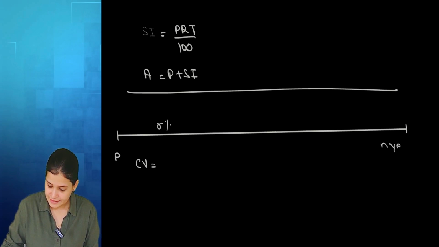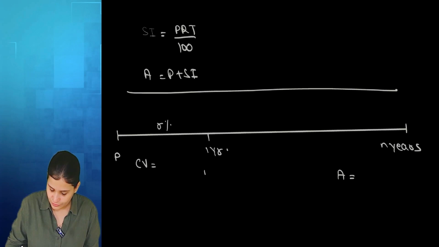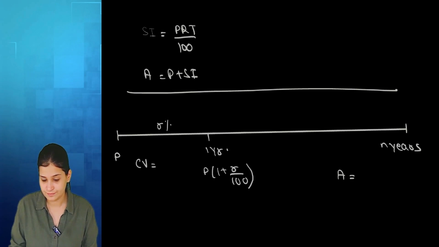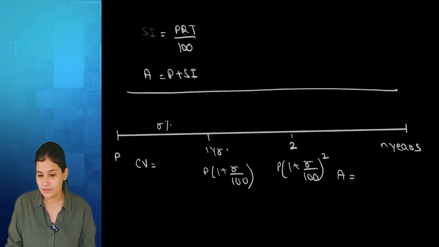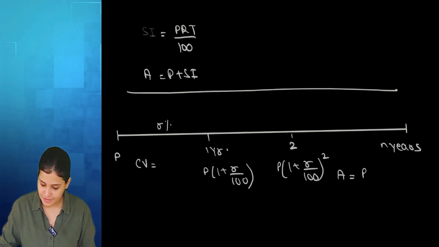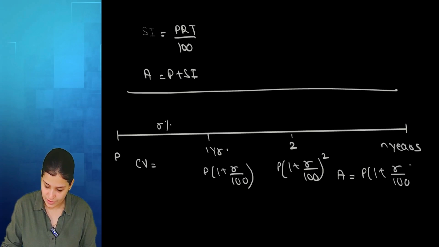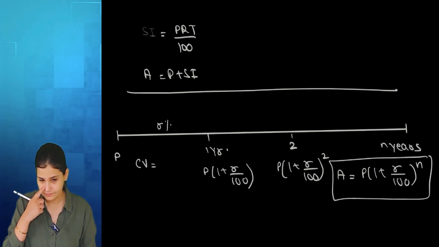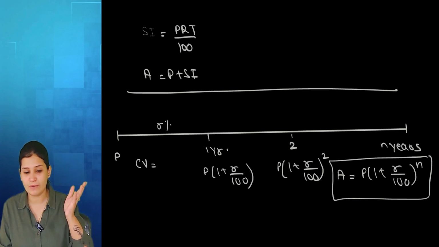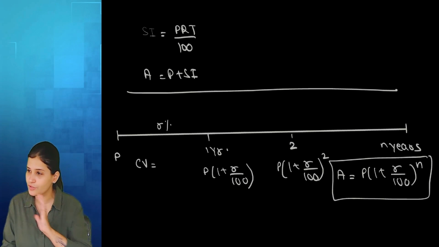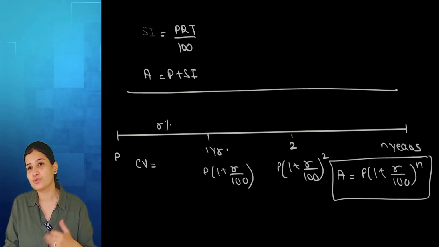If for n years I ask you the formula for amount, for 1 year, what will you do? P into 1 plus R by 100. Do you all agree? Yes, ma'am. For the second year, it will be 1 plus R by 100 to the power 2. So for the nth year, it will be P into 1 plus R by 100 to the power n. If the rate was 5%, we take 1 plus 5 by 100, which becomes 1.05. This is what we used to do earlier.